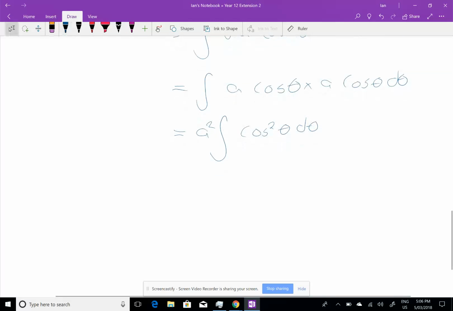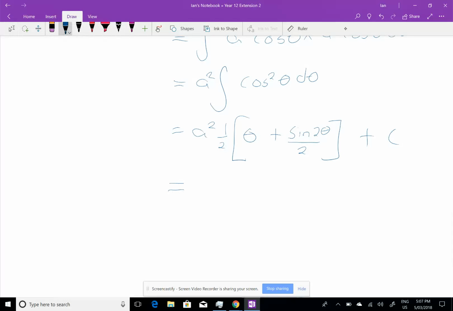Now I know what cos squared theta is. We've done that before. That gives me a squared, and I'll get a half theta plus sine 2 theta over 2 plus some constant. And that'll give me a squared theta on 2 plus a squared sine 2 theta on 4 plus c.